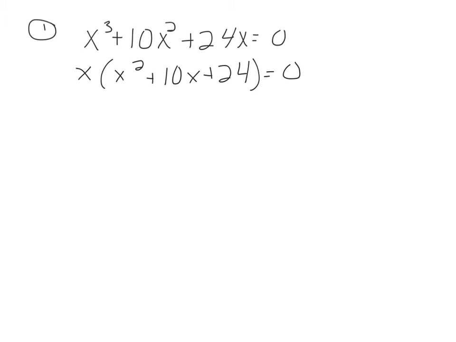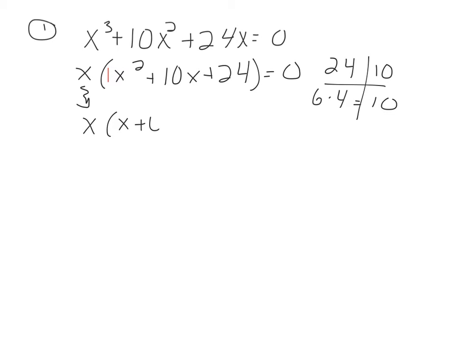We know this GCF needs to just keep getting pulled down along, so x is written out in front. Then we look at this and ask, what are the factors of 24 that add to be 10? We should gather that it's 6 and 4, which multiply to 24 and add to 10. Since the a term is 1 in this case, we can jump straight into opening our parentheses and saying x plus 6, x plus 4 equals 0.